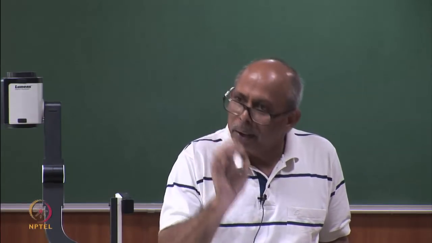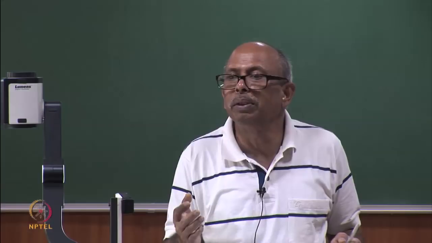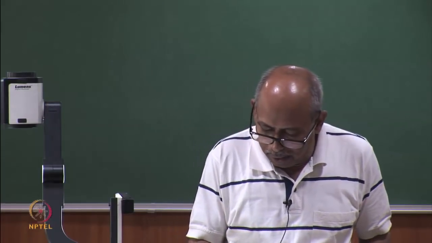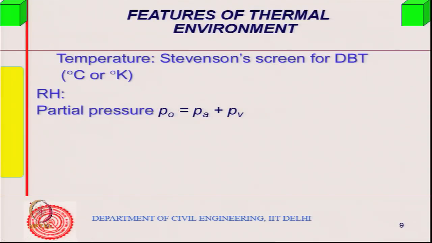So, partial pressure is the pressure of a gas in a mixture, which is the pressure it would exert when it occupies the same volume as the mixture itself. So, P is P1 plus P2. In case of air, the partial pressure of air plus the partial pressure of vapor is the total pressure, right. Now, if the moisture content G is higher, the vapor pressure will also be higher. So, I can relate the partial pressure, vapor pressure as we call it, to the relative humidity. Let us see how we do it.